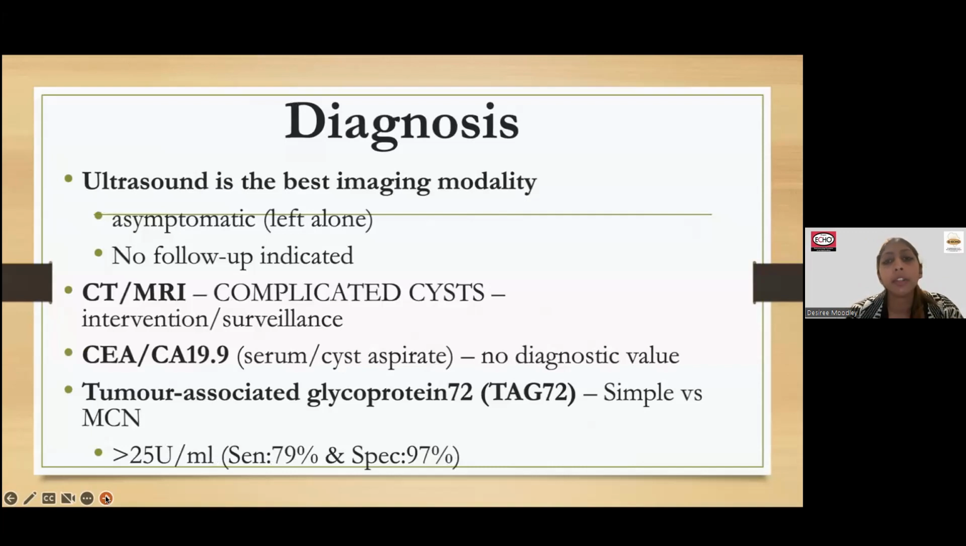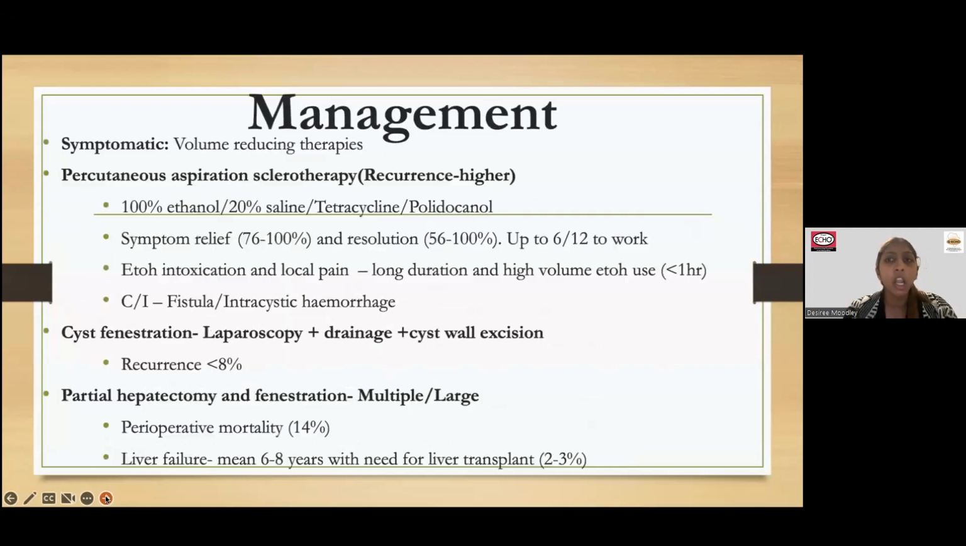Ultrasound is the best imaging modality to diagnose these cysts. If it's asymptomatic, leave it alone. No follow-up indicated. CT and MRI are advised if they are complicated, and this will determine your intervention and also if the patients need surveillance. In terms of aspirating the cyst or doing serum CEA or CA19-9, there's really no diagnostic value. The tumor-associated glycoprotein 72, or TAG 72, is quite helpful in differentiating a simple cyst versus a mucinous cystic neoplasm. If it's more than 25, it's more suggestive of an MCN with a sensitivity of 79% and a specificity of 97%.